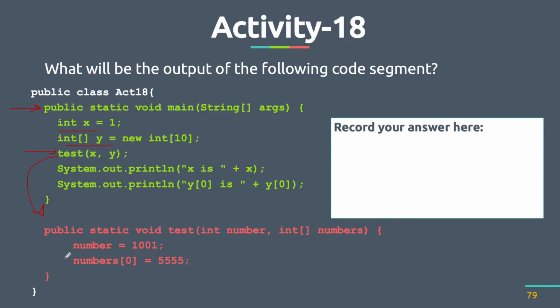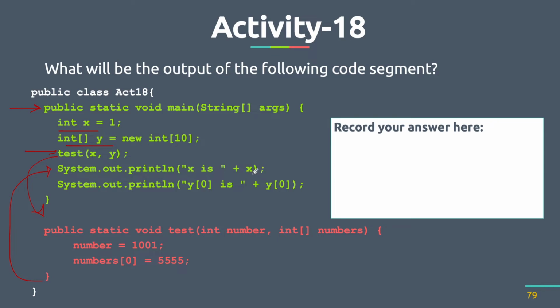So here in the method test, we changed the number to 1001, while the array numbers at index 0 is equal to 5555. So now that we ended the test method, we'll return back to the next statement following the call of the test method. So returning here, we have a print statement.